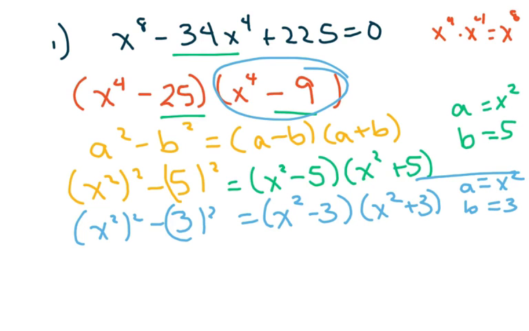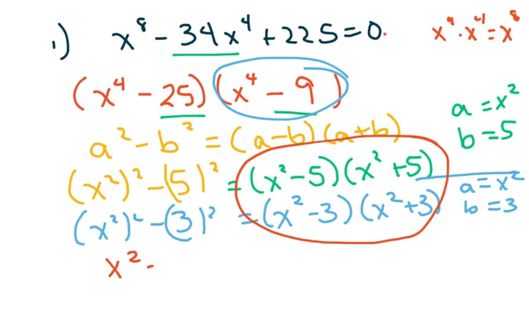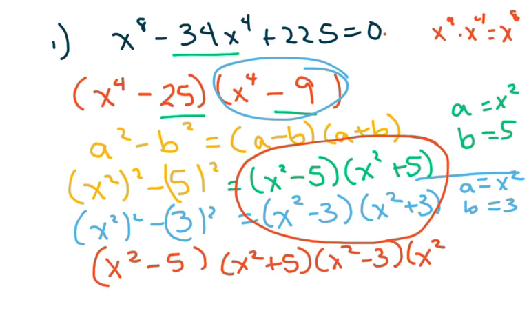And then technically, we need to put these all together. And we set it to 0 to get x squared minus 5 times x squared plus 5 times x squared minus 3 times x squared plus 3. We'll put the equals 0 there. So this is just factoring. And this would be factored completely.